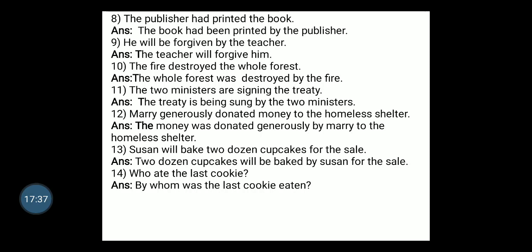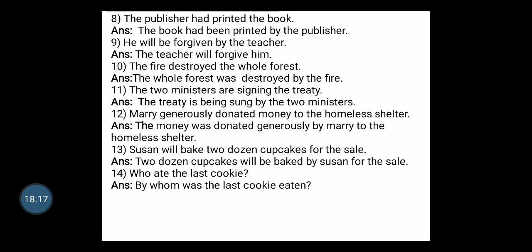12th sentence. Mary generously donated money to the homeless shelter. Donated is active voice. Okay, the money was donated generously by Mary to the homeless shelter. Okay, which is the object, beta? How to identify the object? If you ask questions to the subject and verb starting with what and whom, that is called the object. If the answer comes from what, it is a direct object, and if the answer comes from whom, it is an indirect object. The money. What did Mary generously donate? Money. Money was donated generously by Mary to the homeless shelter.